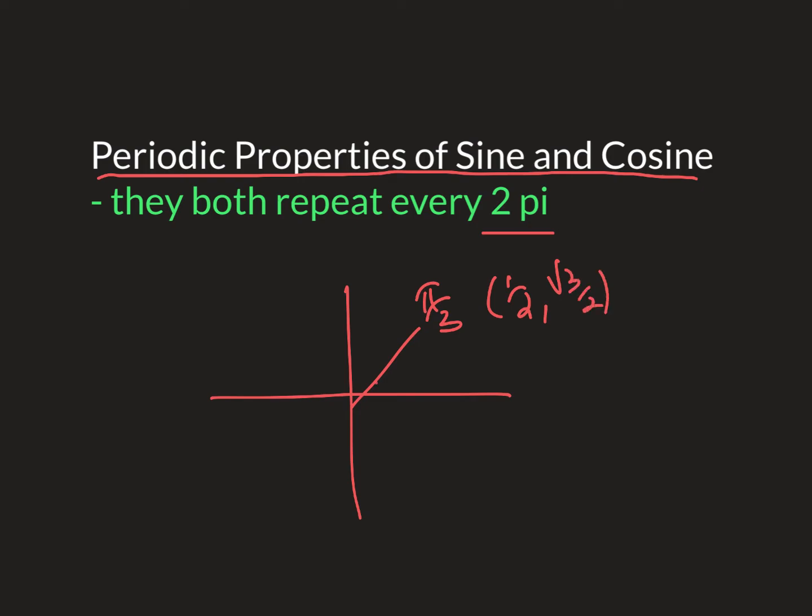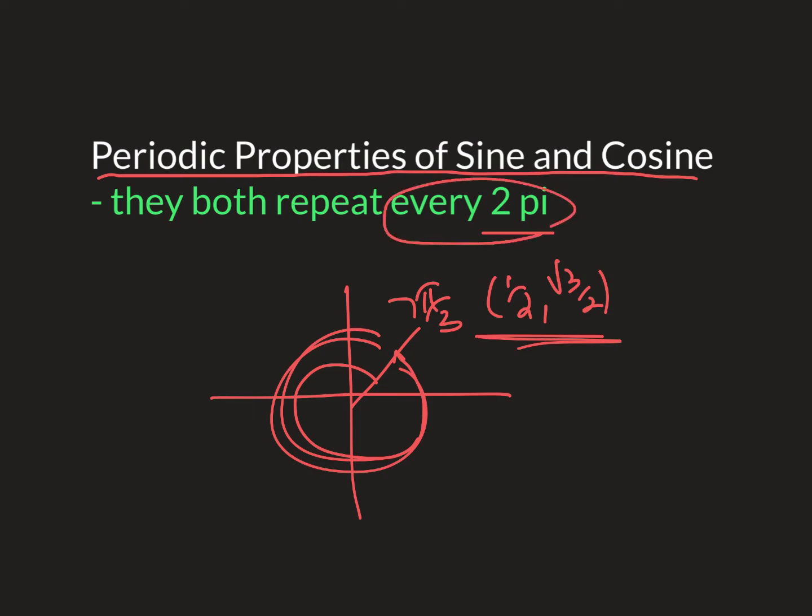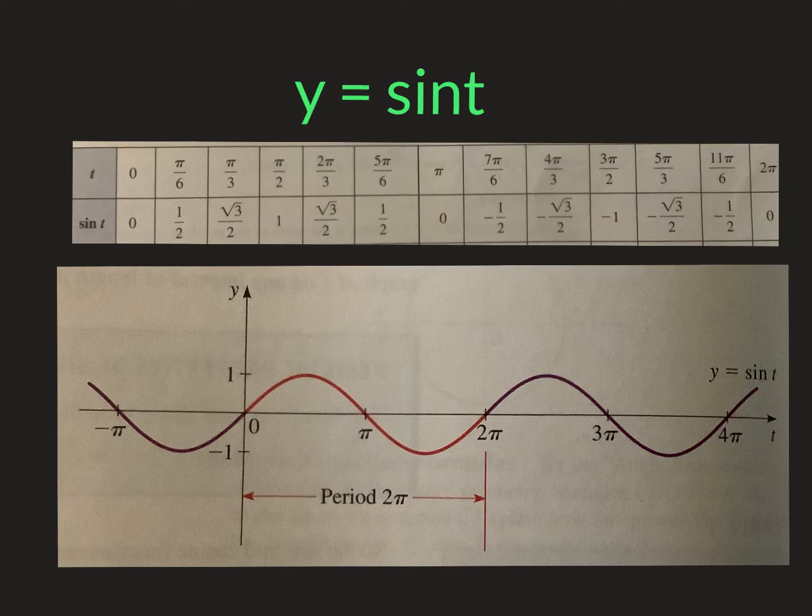Right? If I went all the way around and back there and became 7 pi over 3, same thing. So basically what happens, I just went 2 pi. Every time you go 2 pi, the values begin repeating themselves. So that's important when we start doing our graphs. The graphs are going to start repeating themselves after every 2 pi. All right. I'm going to show you the basic one here, just y equals sine t.